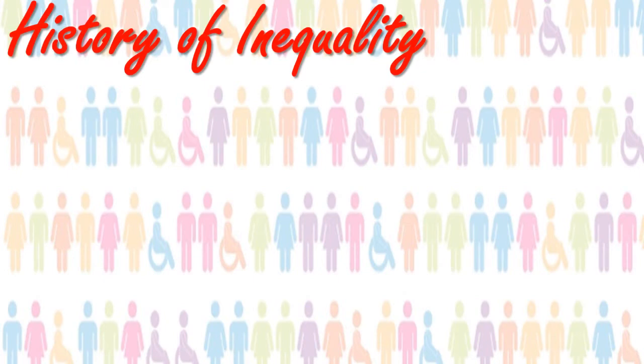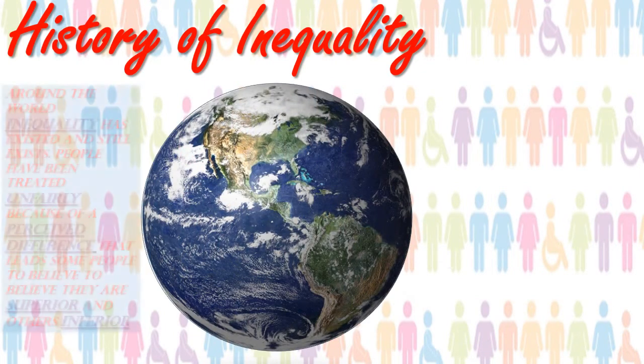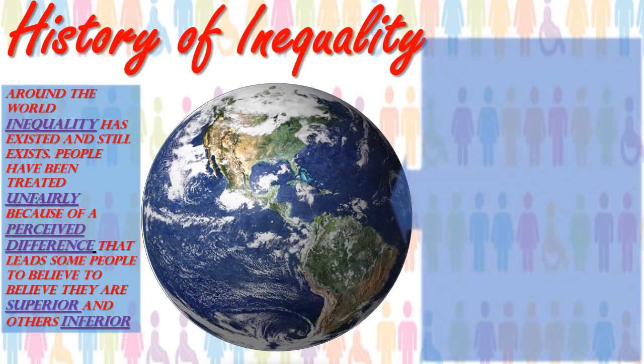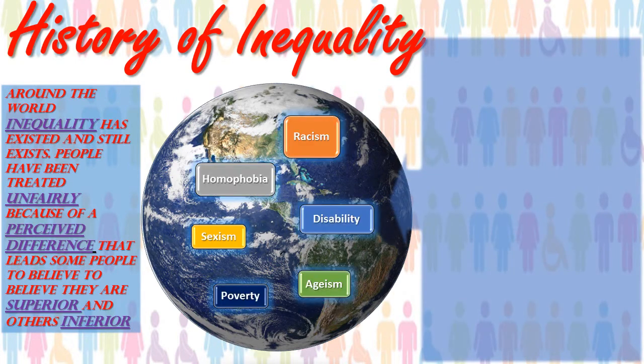The history of equality in the world is not particularly good. Around the world, inequality has existed and still exists. People have been treated unfairly because of a perceived difference that leads some people to believe that they are superior and others are inferior. There are a number of key areas where inequality has happened, and that's racism, homophobia, disability, sexism, ageism and poverty. So let's have a look at how inequality has happened in these key areas.